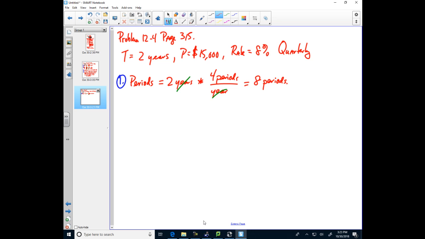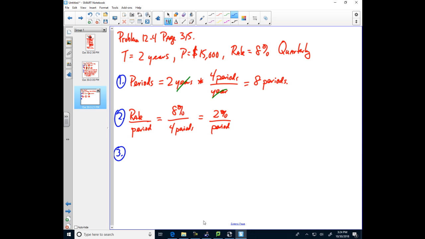So that's step 1. Step 2, we need the rate per period, and it's 8%, and there's 4 periods in a year. So this is the abbreviated version of what I did a while ago, but we should all understand now where it came from, so we can just do this, can't we? So what's that going to be per period? 2% per period? All right, everybody okay with it so far?